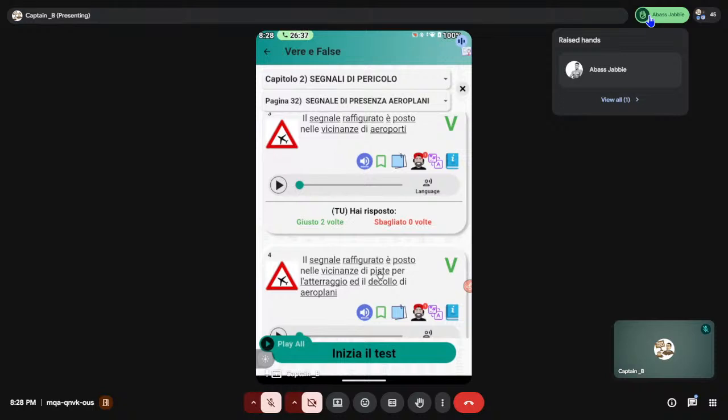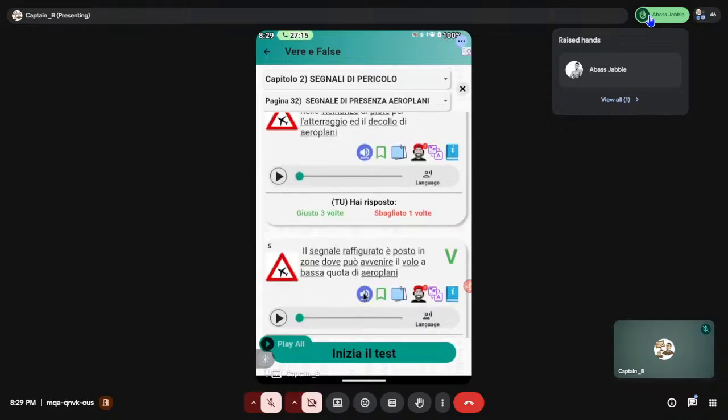We have these two words. Piste per l'atterraggio, where the plane is slowly landing, and il decollo di aeroplani, where the plane is taking off, meaning you want to come off the ground, you want to leave. So this sign is close to it. You might hear the sound when a plane is leaving or coming down. Yes, and it is true.